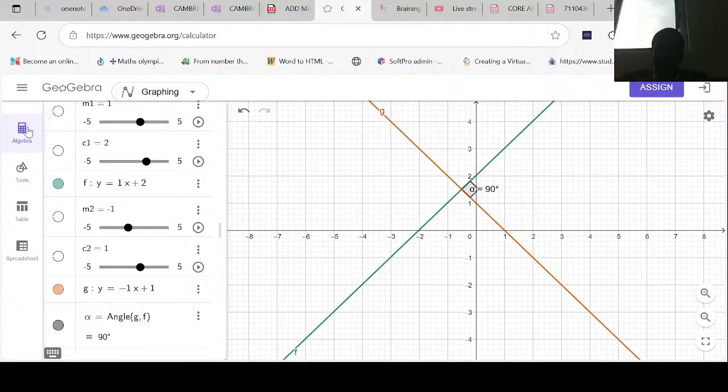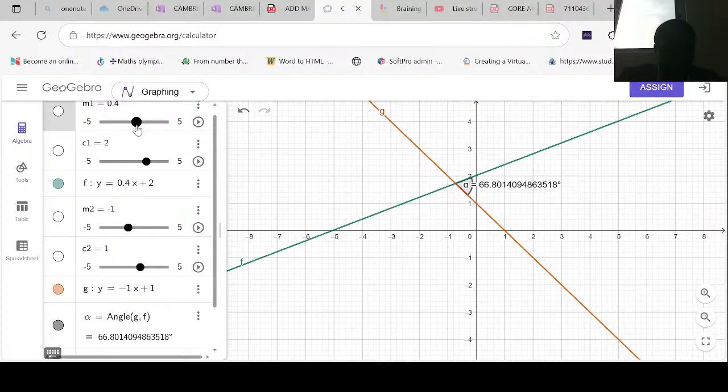So let's make some other change. So I'm changing M1 to be 0.4. Hope you see that. You can see the angle is not 90 now. Please focus, leave your phone for now.